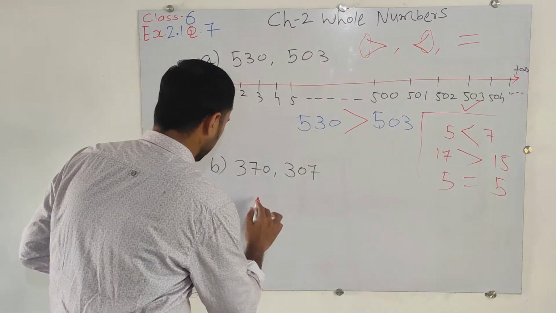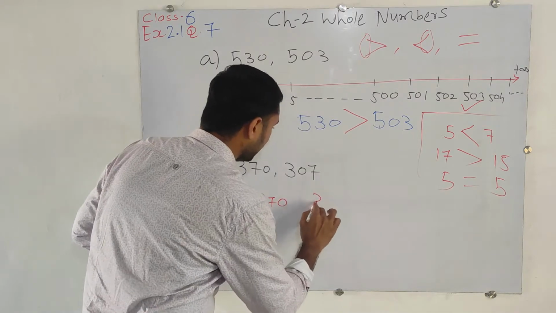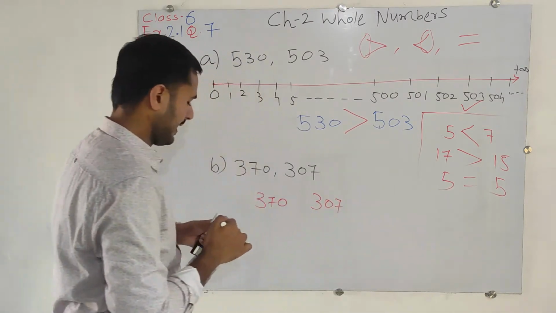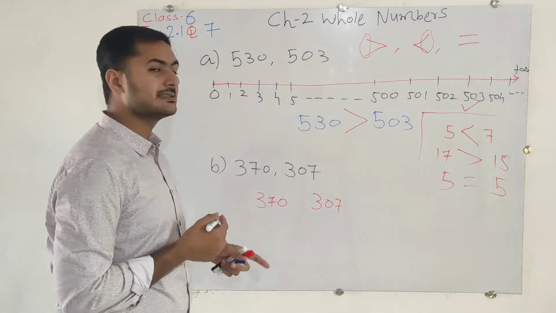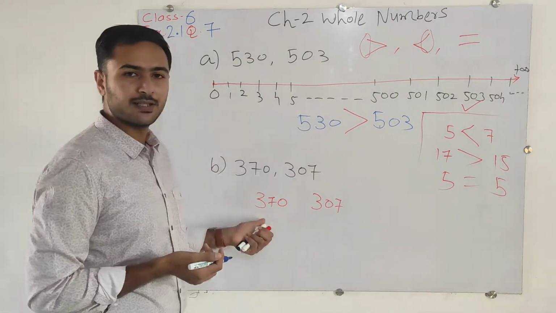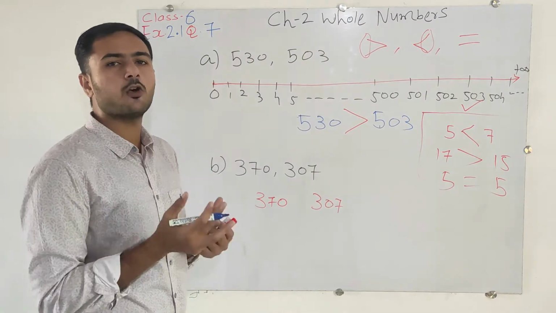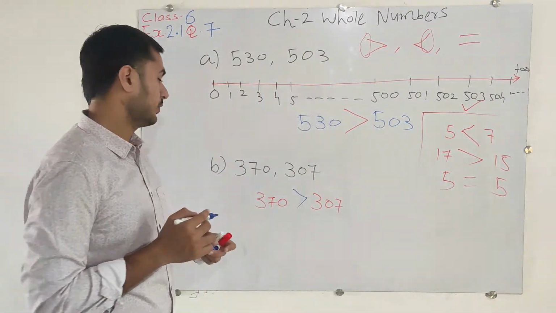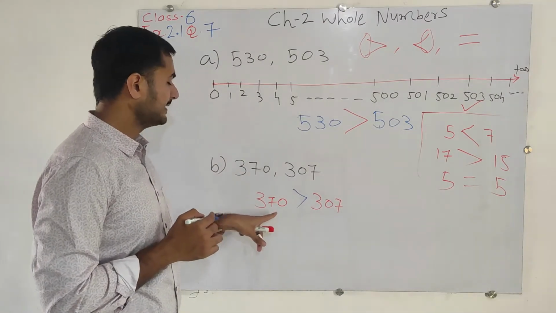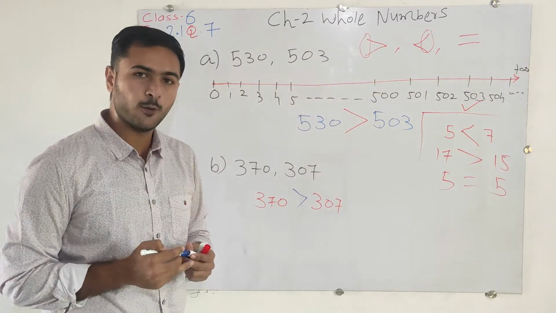Now how will we put the sign? Here is 370 and here is 307. Okay. Now I just have to put the sign. Just identify which number is the bigger one. 370, that is the bigger one. So just give the symbol according to that. Here I will mark the greater sign. Okay. So here we can say that 370 is greater than 307.